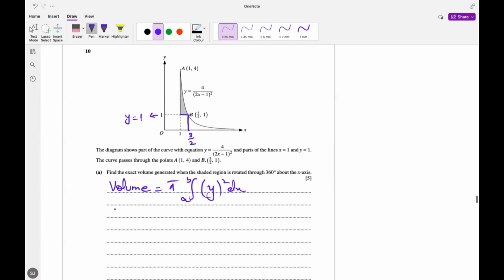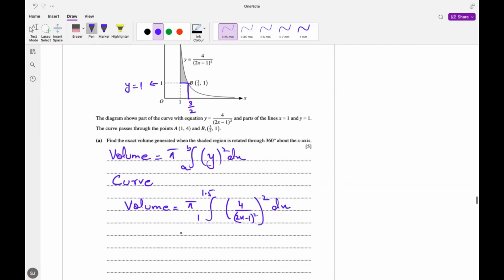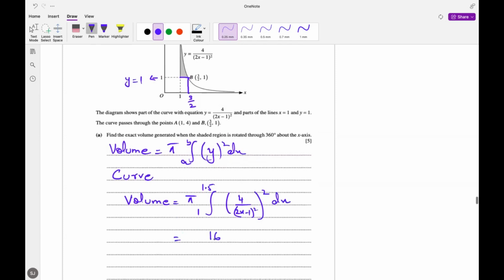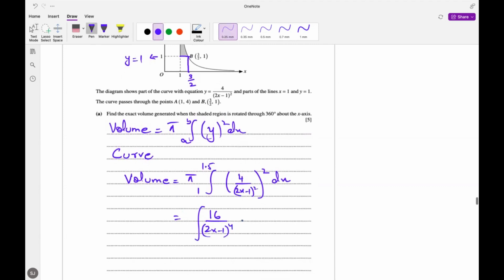Now, for the curve, we have the equation y equals 4 upon (2x minus 1) whole squared. So the volume will be equal to pi times the integral with limits 1.5 and 1. The function y is 4 upon (2x minus 1) whole squared, and we'll square this before we start integrating. After squaring, this will become 16 upon (2x minus 1) to the power 4. We will now bring (2x minus 1) to the power 4 into the numerator, so this will become 16 into (2x minus 1) to the power minus 4.